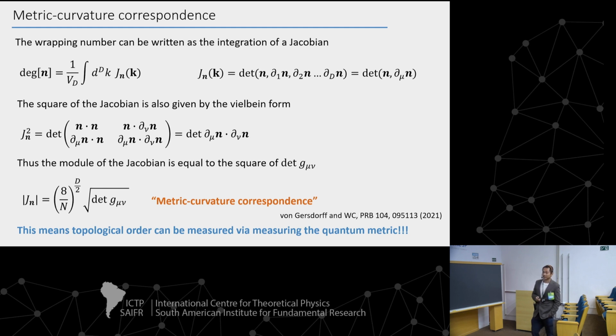Now this is very nice because it means that if you can manage to measure the quantum metric by some means, for instance, by this nonlinear quantum Hall effect stuff that Thais was talking about, then maybe you have a chance to measure the topological invariant in any dimension and any symmetry class. Right, so we call this the metric curvature correspondence, as discovered in our previous work.